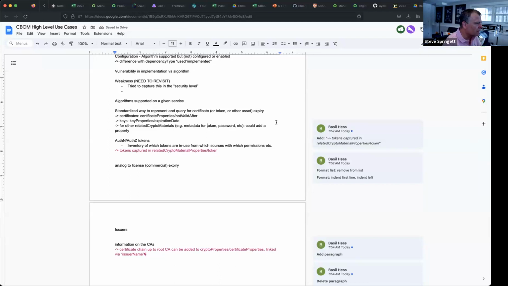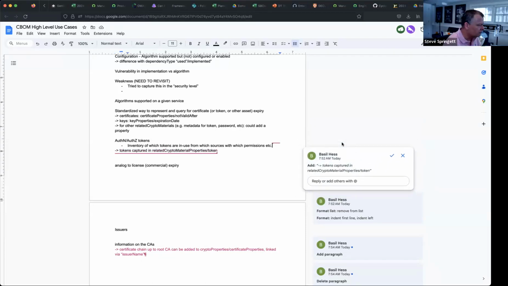Like in the next one, this authN, authC token. Inventory of which tokens are in use from which sources and which permissions. I don't know if there is a way to model permissions already in CycloneDX, or if this would have to be added. There is not.